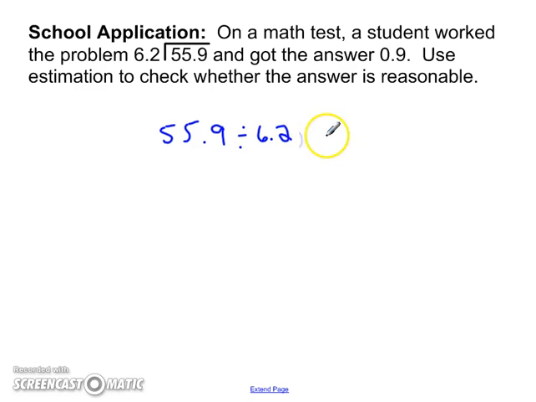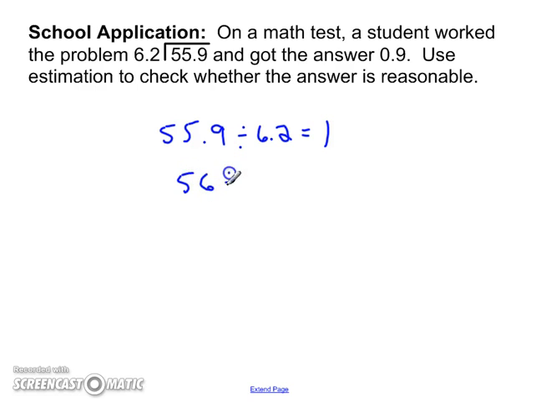Is 9/10, which even then, 9/10 is basically 1. Okay. Well, the first thing looking at this, I hope that we realize that 6.2 goes into 55 and 9/10 quite a few more times than 1. So without doing any work, I hope you realize that this is not a reasonable answer. Okay. So now let's go ahead and do this estimating and see what happens here. So 55.9, that's basically 56.